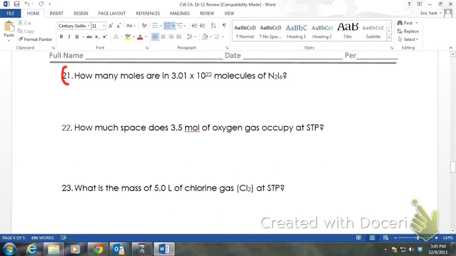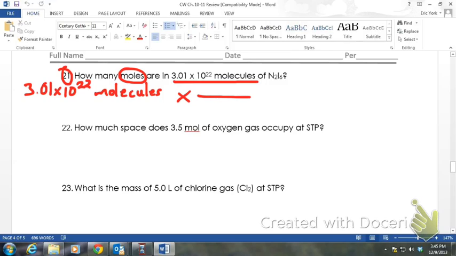All right, next we have question number 21. And again, you'll start to notice that these conversion factors are all very similar to each other. You just have to identify what you're starting with and then identify what the question is asking. So for this question, it gives us 3.01 times 10 to the 22 molecules of N2I6. Next, we set up our conversion factor. And finally, we write down the units that it's asking for, which are moles. Okay, or we could just leave that as MOL.